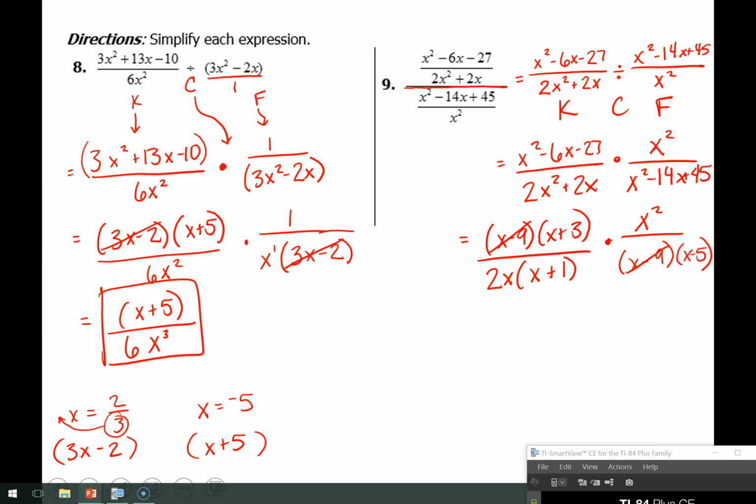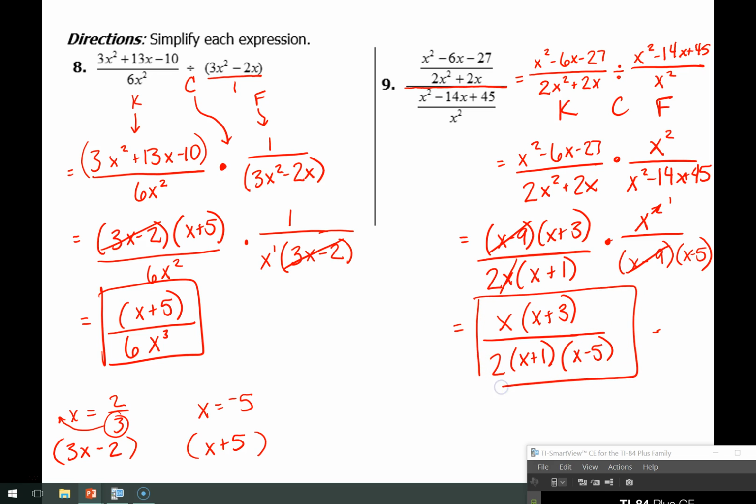There we go. So there's going to be one left there, and all those are going to divide out. And that looks like it's all. So we have x to the first power times x plus 3. And in our denominator, we have 2 times x plus 1 times x minus 5. And that's our final answer there.